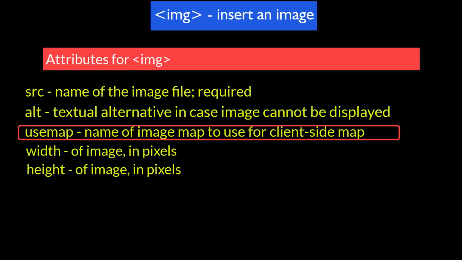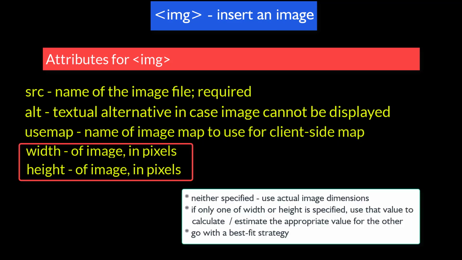If neither width nor height are specified, the actual dimensions of the picture are used. This may cause troubles with layout depending on the viewport dimensions, and we discuss techniques for resizing images in a subsequent video. If only one of width or height are specified, that value is used in calculating or estimating the other value, and the user agent, the browser, should attempt a best fit strategy.